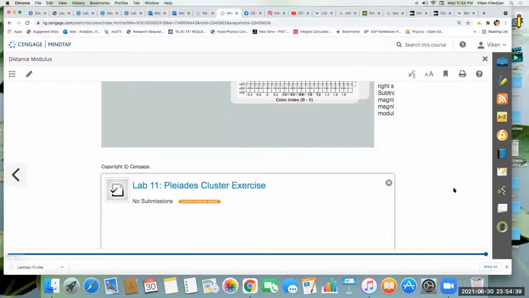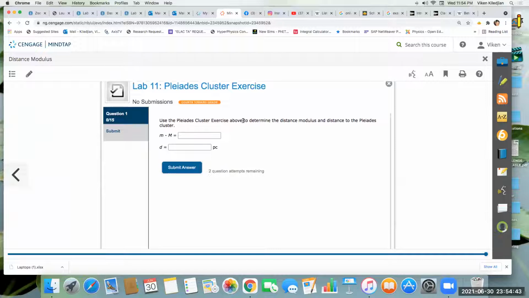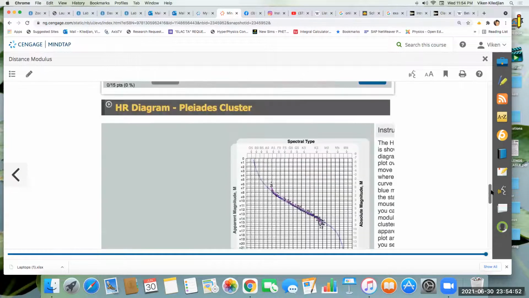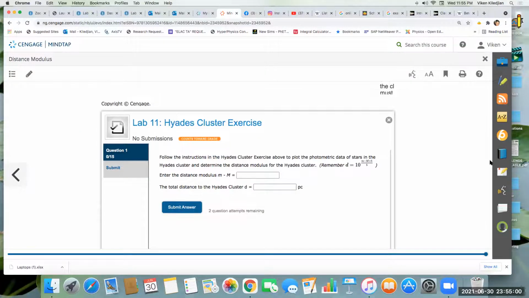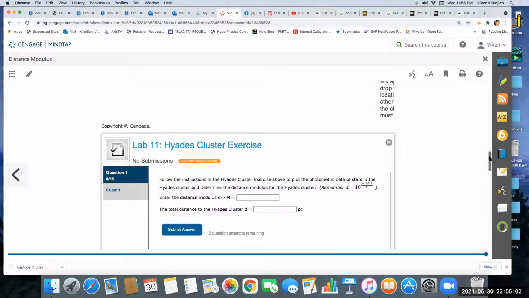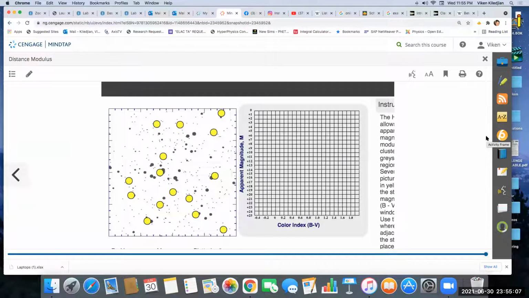Let's see now. Start another one. Use the Pleiades cluster above to determine the distance modulus and the distance to the Pleiades cluster. Oh wait, this is the Pleiades. This is the Hyades from all of the instruction. Plot the photometric data stars in the Hyades cluster and determine the modulus. This is the magnitude for the BV index.